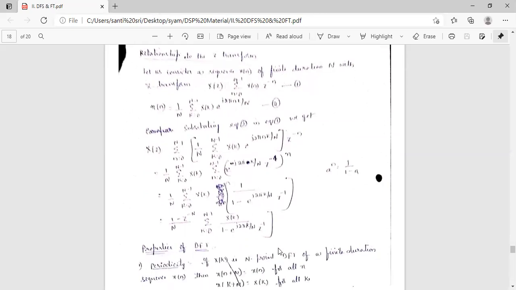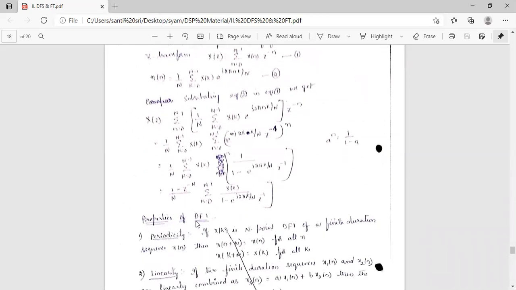So it will become 1 by n into z power minus n into sigma k equal to 0 to n minus 1 x of k by 1 minus e power j 2 pi k by n into z power minus 1. So this is the relation between z transform and discrete Fourier transform.